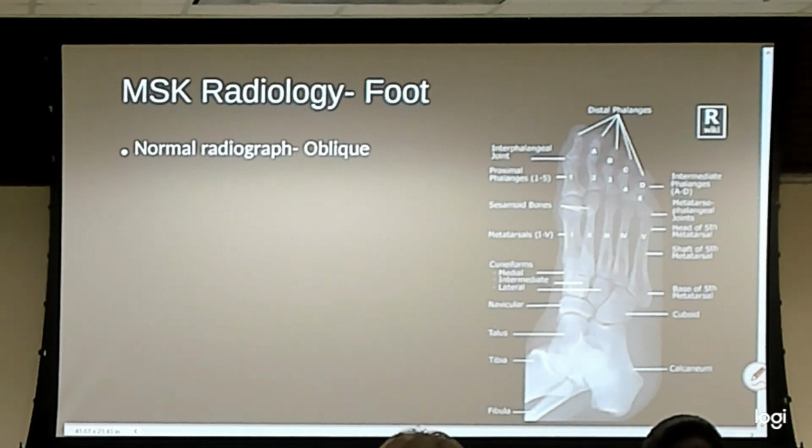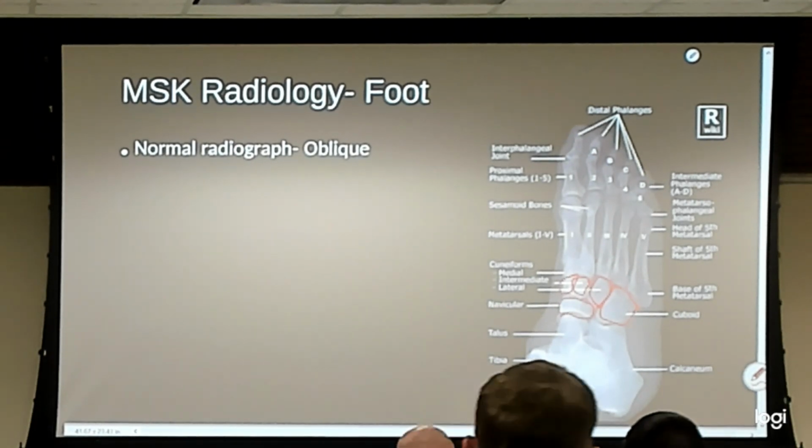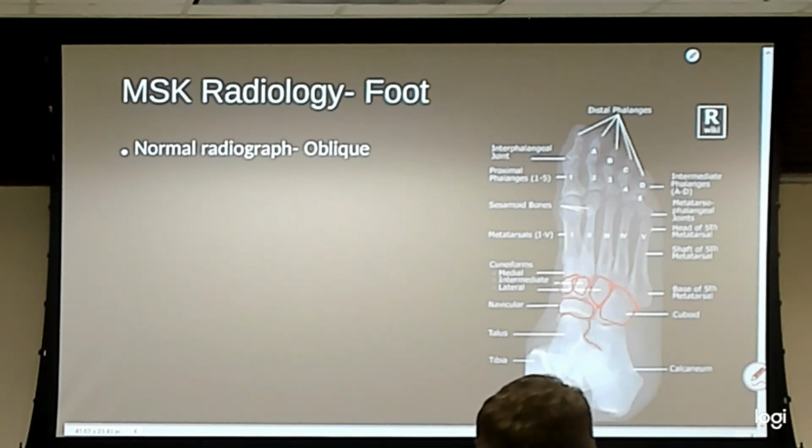So, get to do names again. Okay, cuboid's on the outside. Lateral, medial, intermediate and medial cuneiforms. I really wanted to get to them, but I was thinking they're overlapping. It's awesome. Navicular, talus, calcaneus, metatarsals. Oh, those are fun.